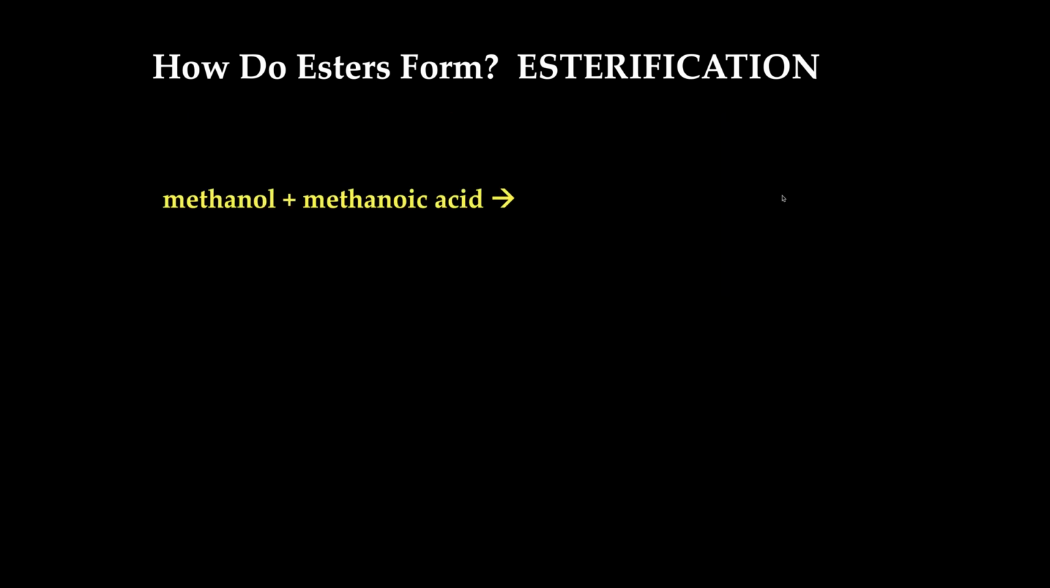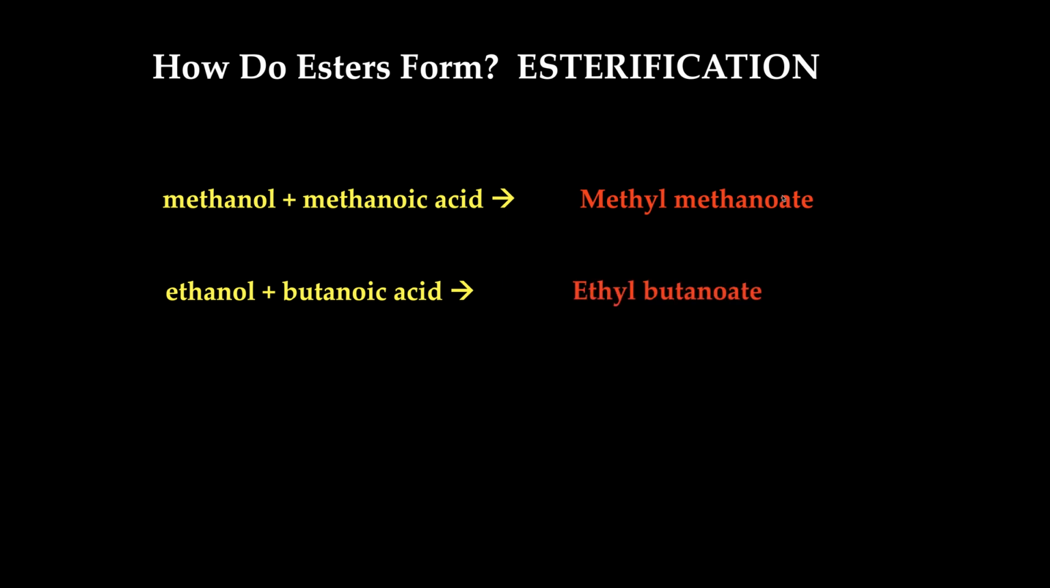So if we react methanol and methanoic acid, we'll make methyl methanoate. Ethanol and butanoic acid will make ethyl butanoate. And if we want to make pentyl propanoate, we'll need pentanol and propanoic acid. So the name of the ester tells us how to make that ester.